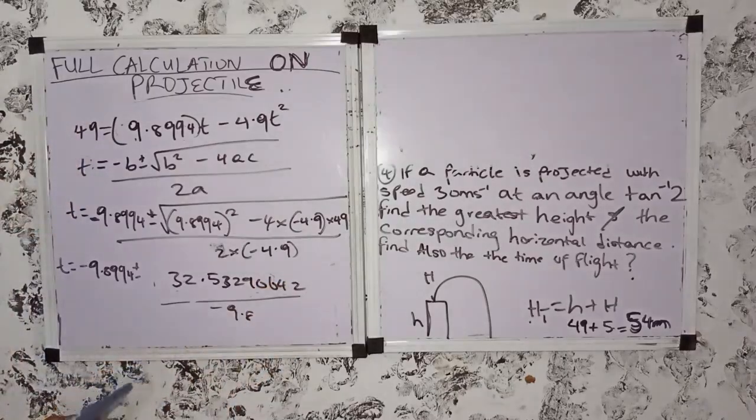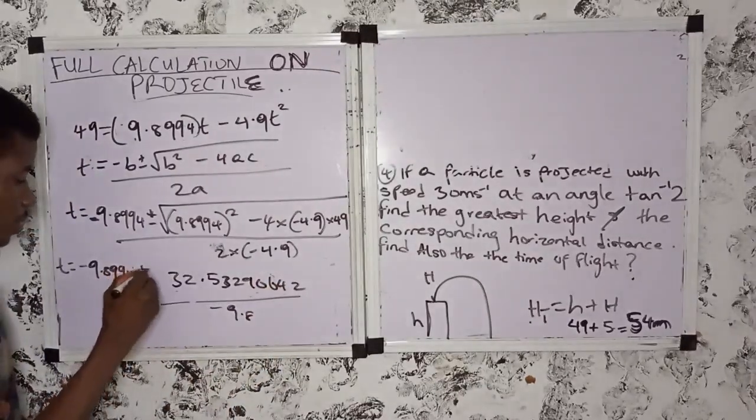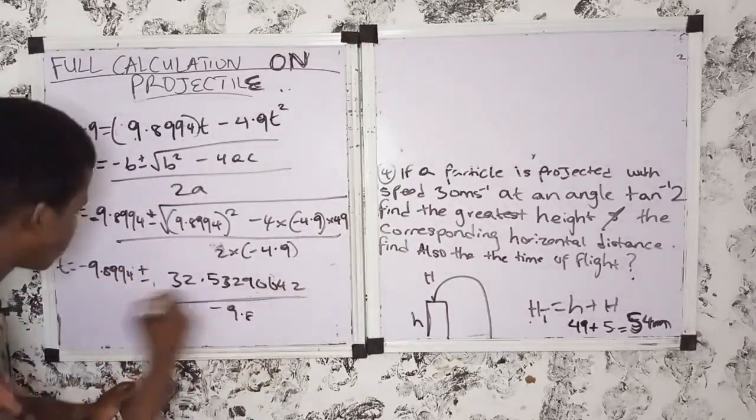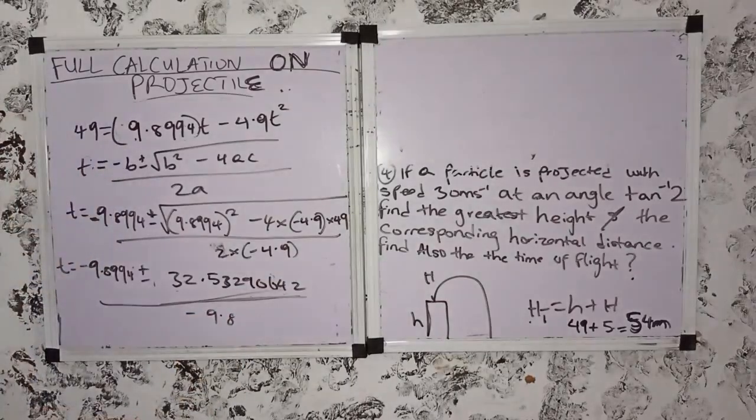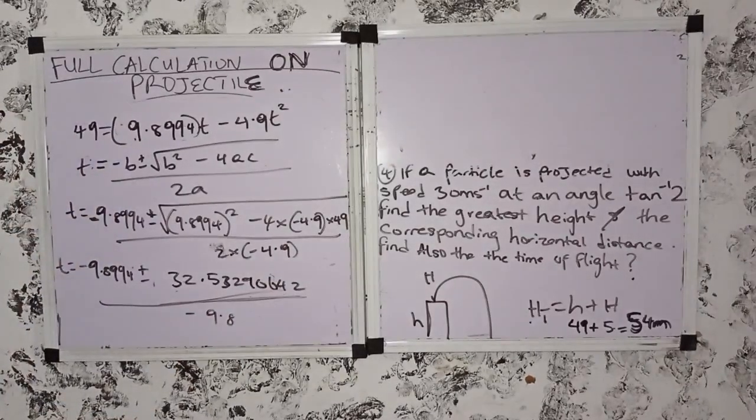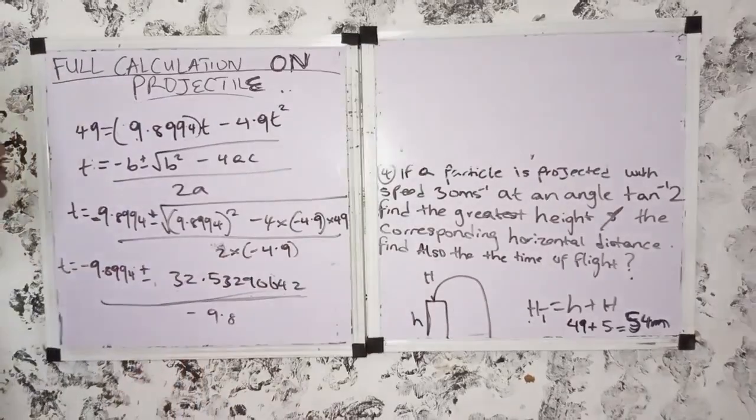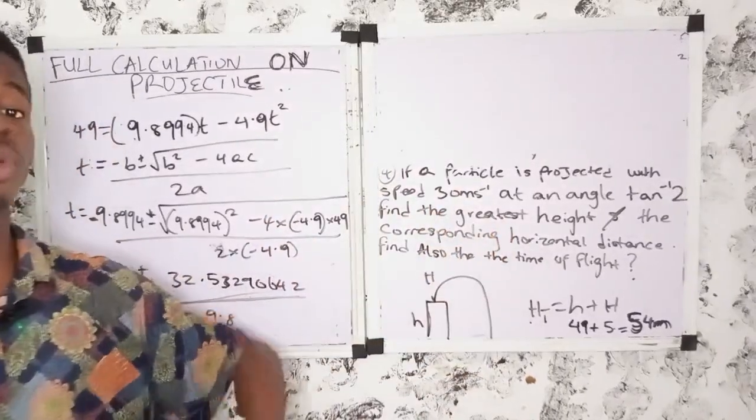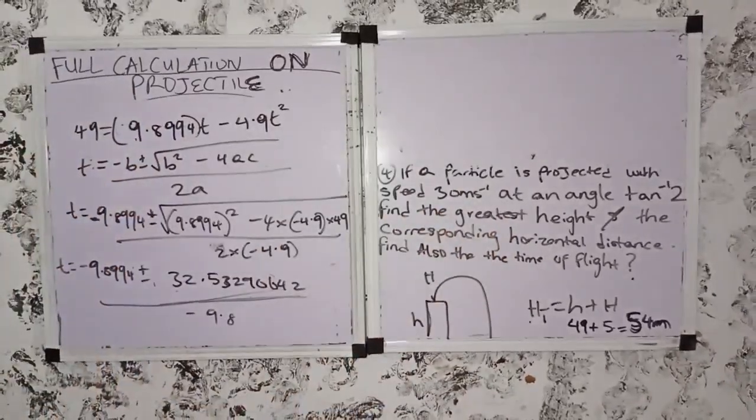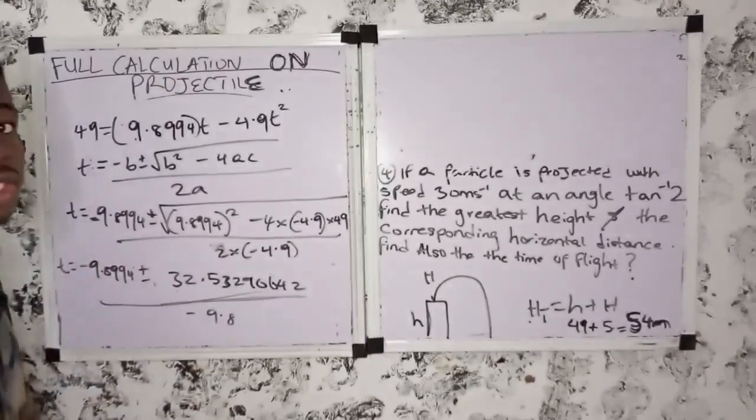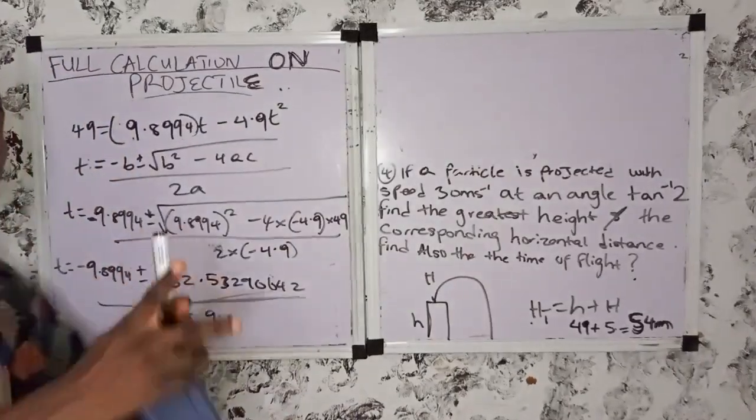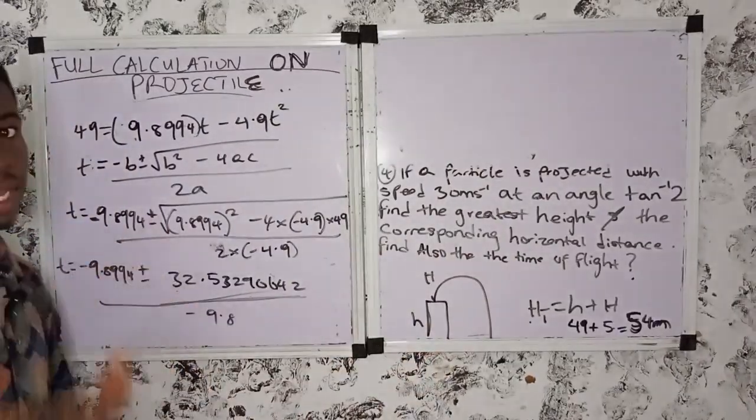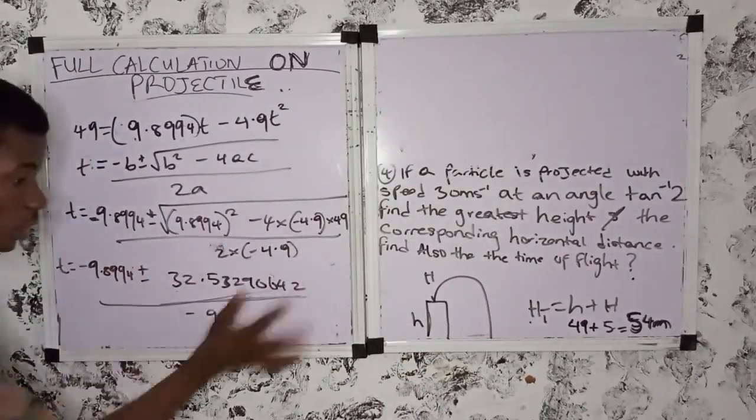Now remember, here is plus or minus, while the denominator is minus 9.8. So we have arrived at something like this. Remember, in a quadratic equation, the answer is always two, we always have two answers. This plus or minus tells us that one equation is positive and the other is negative, so we are going to split it into two because of this plus and minus.